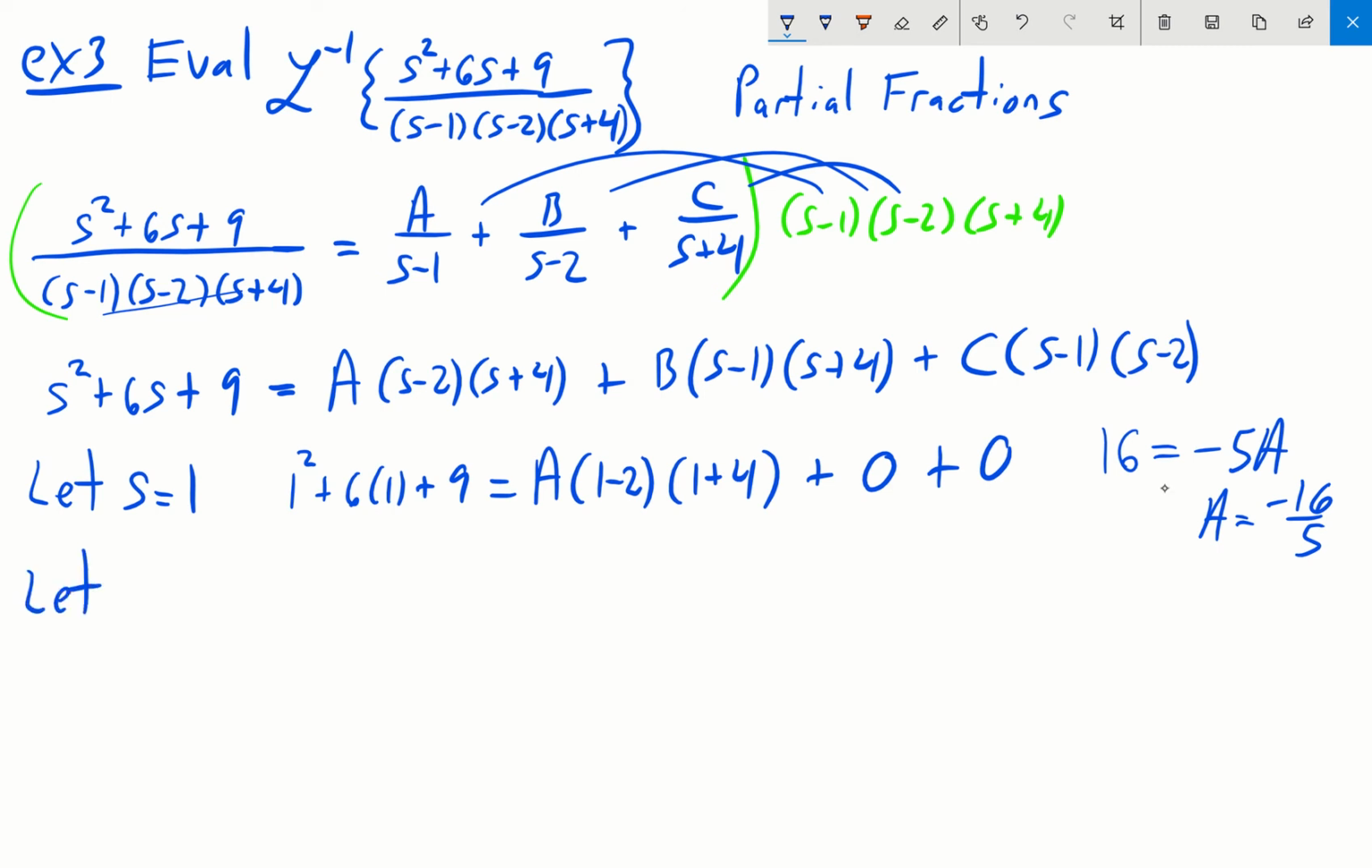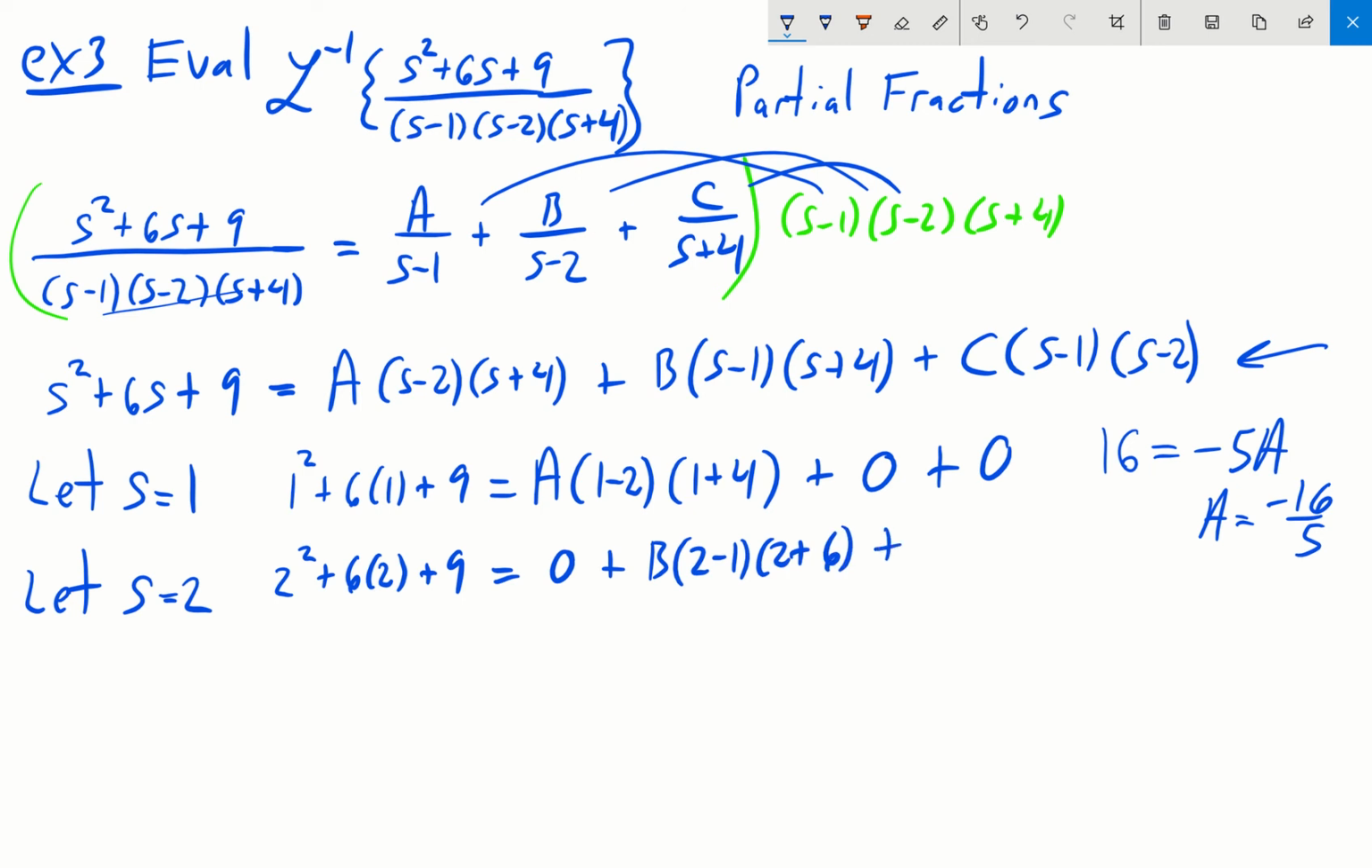Notice the factor that was under b was s minus 2. If we let s be equal to 2 in this expression here, then this first term will cancel, this last term will cancel, and we'll be able to solve for the coefficient b. We get 2 squared plus 6 times 2 plus 9. It's going to be equal to, again, that's going to be 0, plus b times 2 minus 1 times 2 plus 6 plus 0.